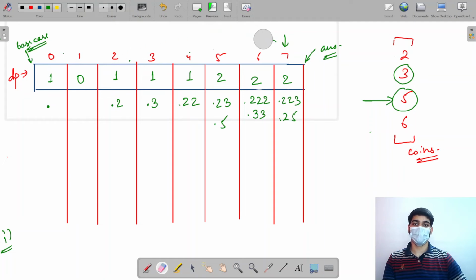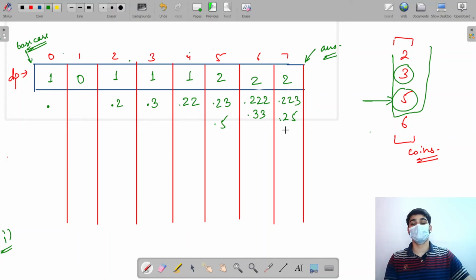All right. I hope you understand what we are doing now. I hope it's much clearer now. So after iteration with 5, using all of these coins, that is 2, 3, and 5, we can make two combinations such that the summation of those combinations is equivalent to 7.